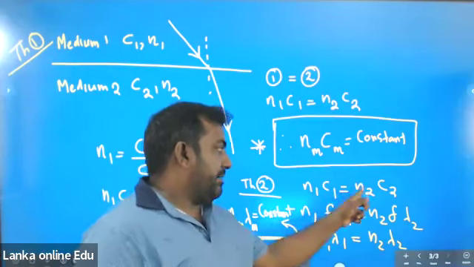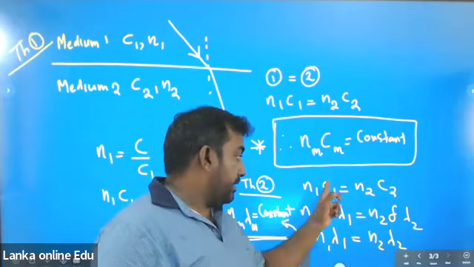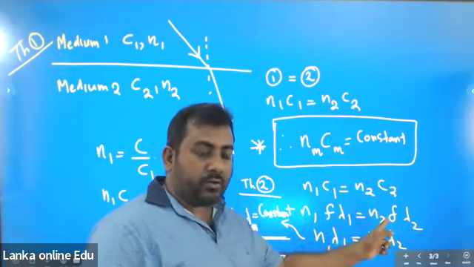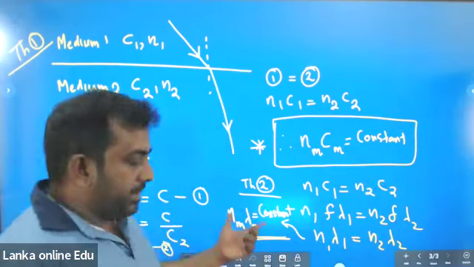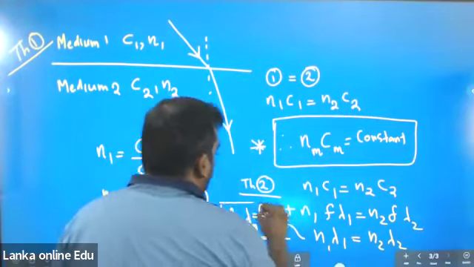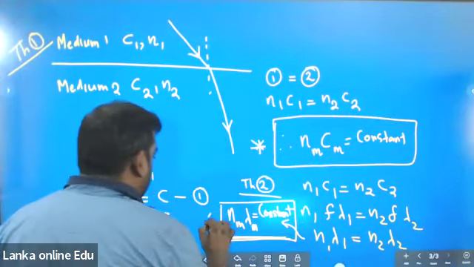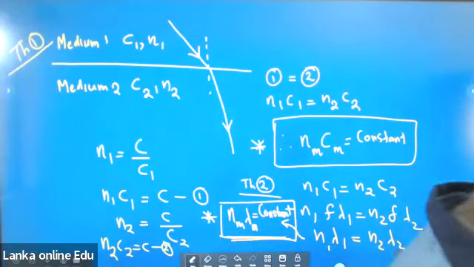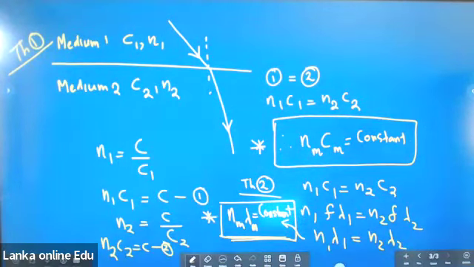So N1 C1 equal N2 C2. We can convert to N1 lambda 1 equal N2 lambda 2. That means Nm lambda m is going to be a constant. Write down.